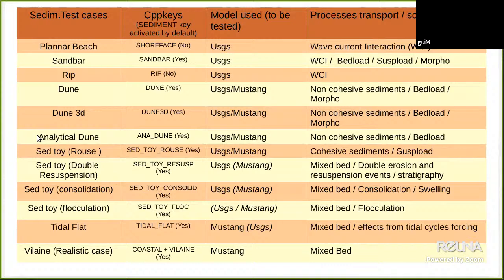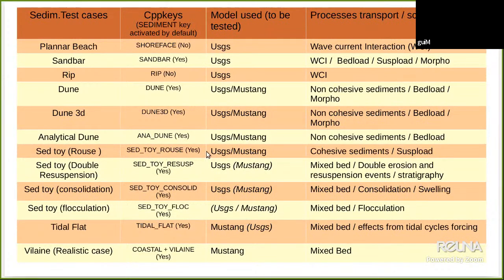So finally, this is a recap of what we have in the CROCO framework. I talked about sandbar, but there is also planar beach and RIP test case. There is in this column the CPP key. When I say no, it means that the CPP key of sediment is not activated by default. And which model it is used for.